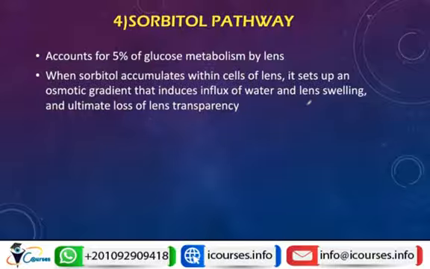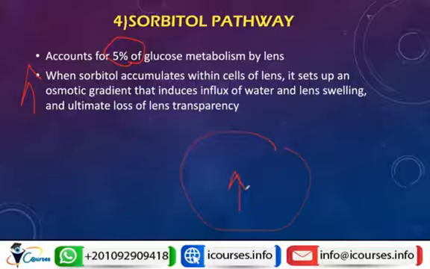There is a new pathway in the lens that is not present in the cornea, which is called the sorbitol pathway. This sorbitol pathway accounts for 5% of the glucose metabolized by the lens. As sorbitol accumulates within the cells of the lens, it will increase the osmotic pressure. This increase in osmotic pressure will cause water entry inside the lens, lens swelling, and ultimate loss of lens transparency.